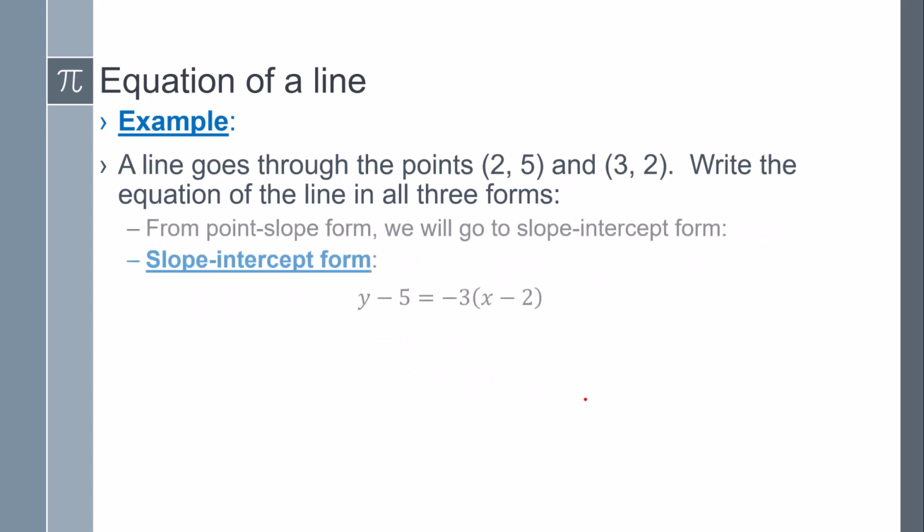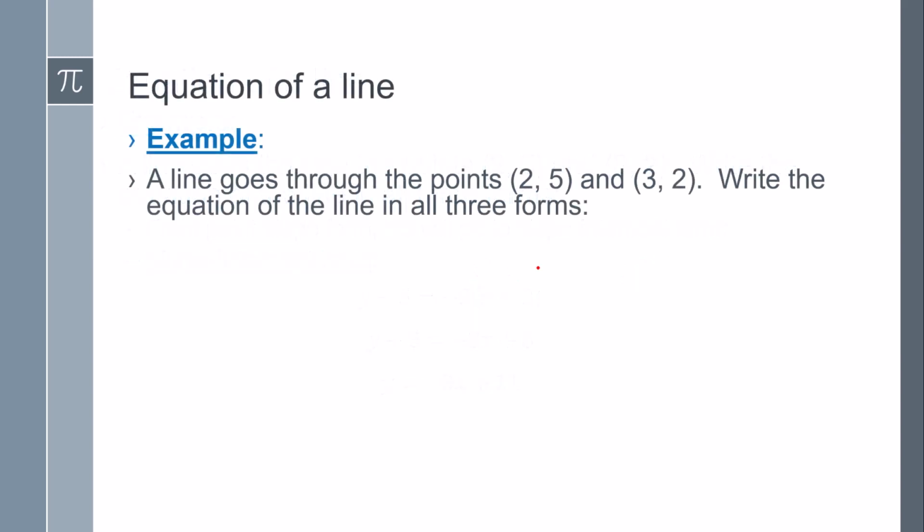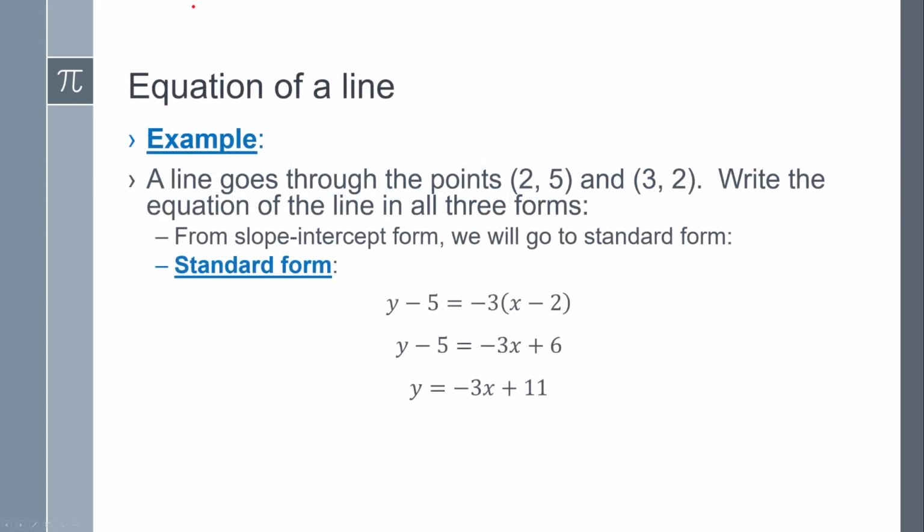Now what if I want to create the slope-intercept form? That's y equals mx plus b, which is the one that you're very familiar with. Well, if you notice, y is by itself. So all I need to do is get y by itself, and voila! I have my slope-intercept form. So I'm going to distribute this -3. I'm going to add the 5 to both sides, and I get y equals -3x plus 11. Boom. Slope-intercept form.